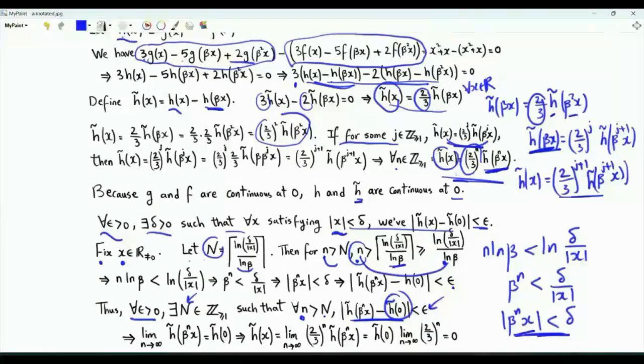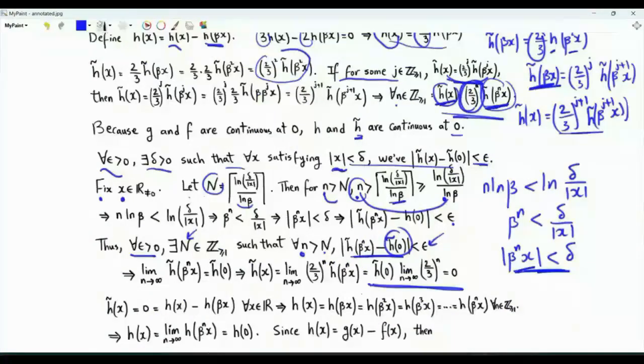Let's go back here. When we take the limit as n tends to infinity, the left-hand side is h tilde of x. This part tends to 0 as n tends to infinity. H tilde of beta to the n times x tends to h tilde of 0 as n tends to infinity. This is some real number which gives 0 when multiplied by 0. We now know that h tilde of x is equal to 0 for every real x. In our study here, we have considered a non-zero x, but definitely if we put x equal to 0, then we also get 0. H of x is equal to h of beta x for every x in R.